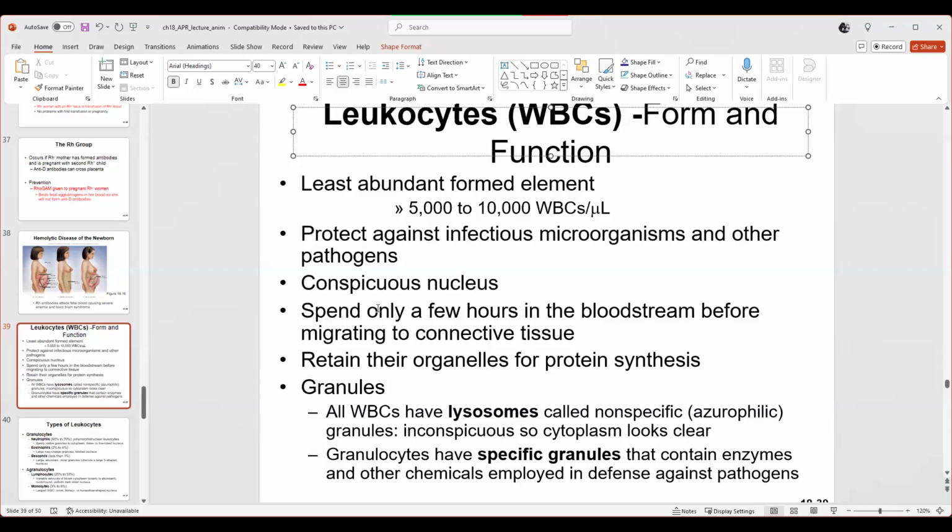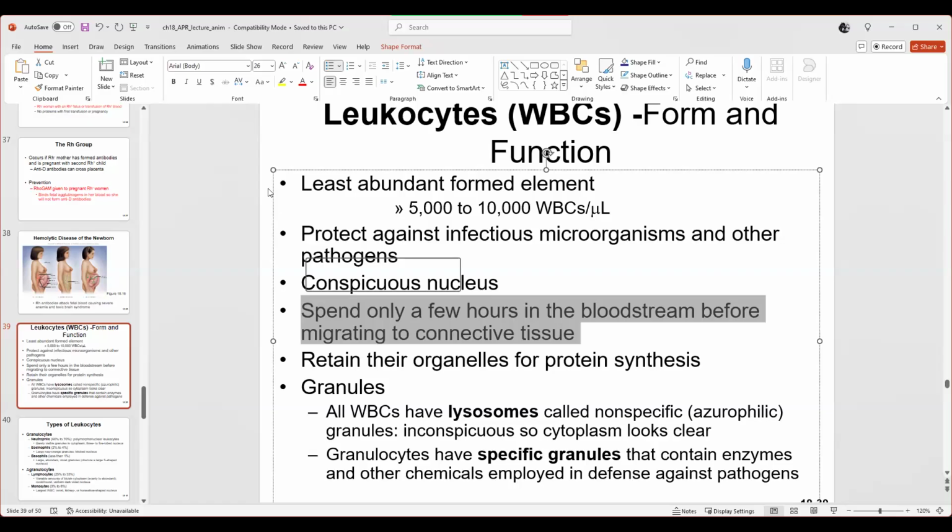They only spend a few hours in the bloodstream before they migrate to connective tissue. In other words, yes, we don't have a lot of them in our bloodstream. Why? Because they're usually found elsewhere, right? We don't want a large population in the bloodstream. We want them in the areas of our body where they might make contact with a bacterium first, right? We want them in our lymph nodes. We want them in our GI tract, right? We want those white blood cells to fight off the infection before it gets into our bloodstream, because if it gets into our bloodstream, we have major issues at that point, right?